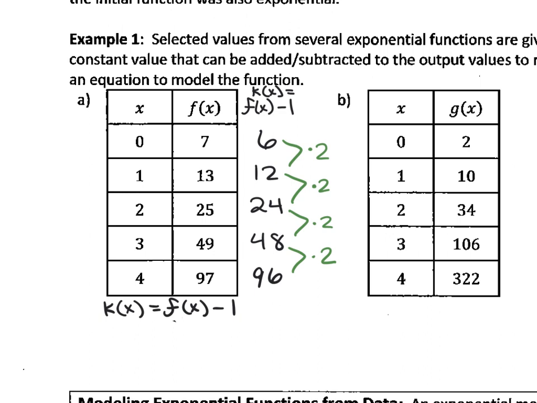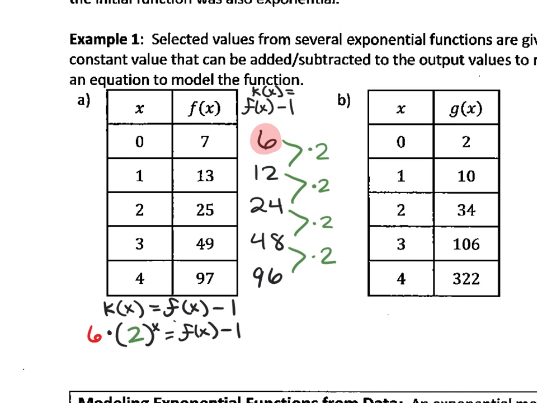Well, if we only look at k of x, which is all the numbers we wrote and changed in our table, what's the initial value for k? 6, because it's partnered with 0. So we know k of x could actually be 6 times that common ratio, which was 2, raised to the x power. So again, that's the pattern we saw once we subtracted 1. But that's equal to the original function minus 1.